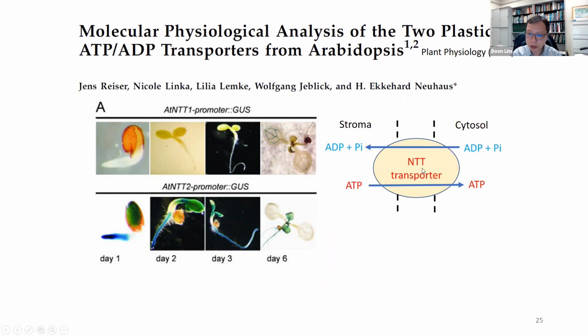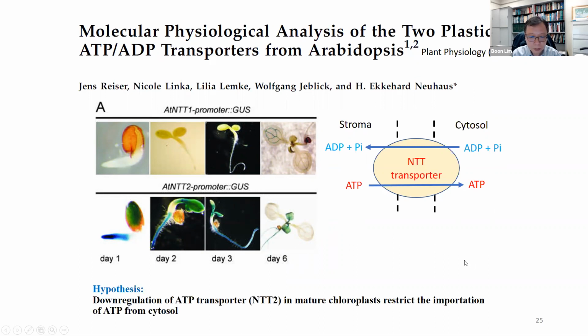The NTT transporter is an antiporter of ATP and ADP-Pi. So say if ATP is to be exported, then ADP and Pi have to be imported, or vice versa. So based on this observation, my hypothesis is that there would be a downregulation of ATP transporter in mature chloroplast in order to restrict the importation of ATP from cytosol.